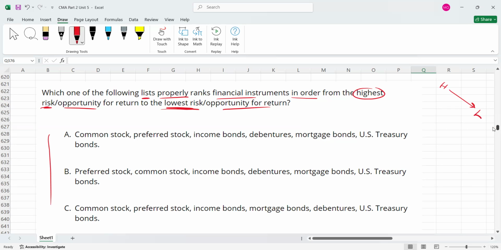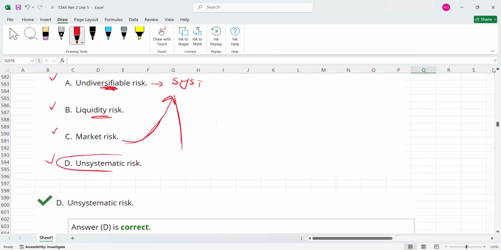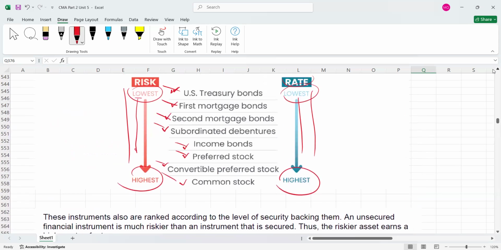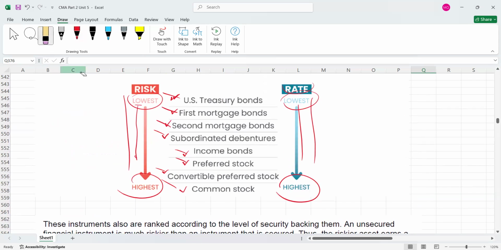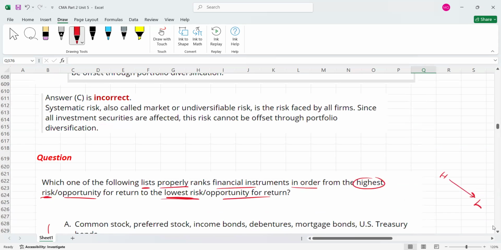Okay, so here we go. For this you need to remember this list. I told you this list. This is the correct sequence. You have to find out the sequence from the options. If you're moving this way, like US Treasury bond, first mortgage bonds, second mortgage bonds, subordinated debentures, income bonds, preferred stock, convertible preferred stocks, common stocks, it means you are moving from lowest risk to the highest risk. So don't forget. Now we are moving to the question.